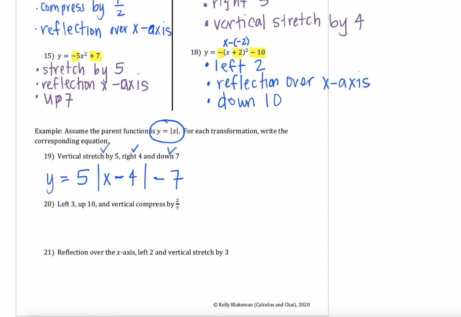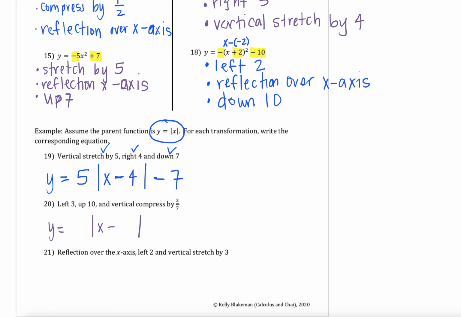Okay, let's look at example 20. So we have left 3, up 10, and a vertical compression by 2 over 7. Why don't you guys pause the video and write out what your equation for this one would be, and I'll start you off with the general form, and you can fill in from there, for this parent function being the absolute value of x.